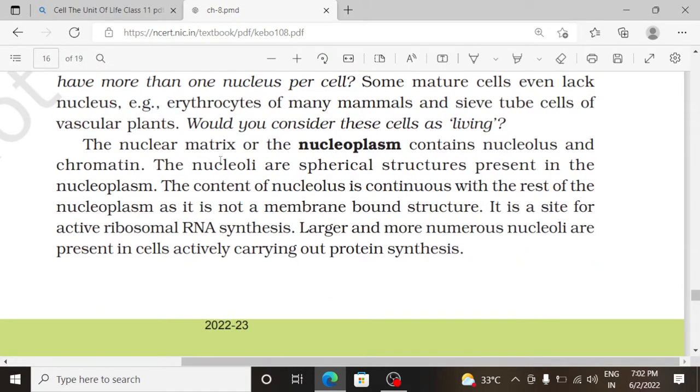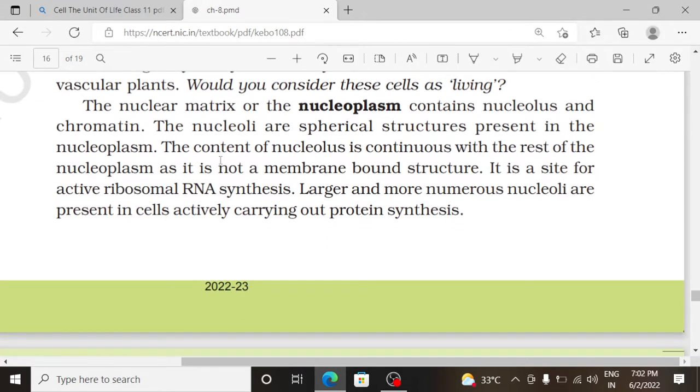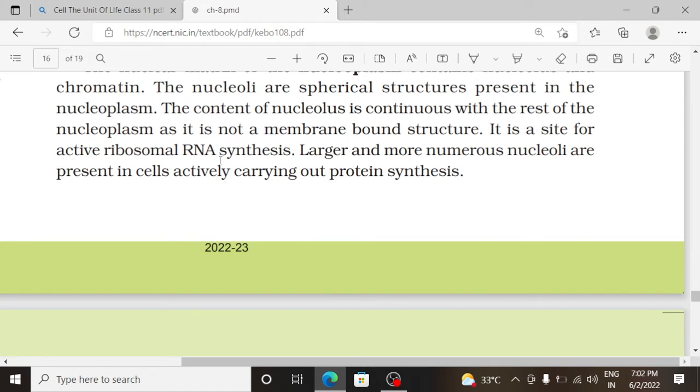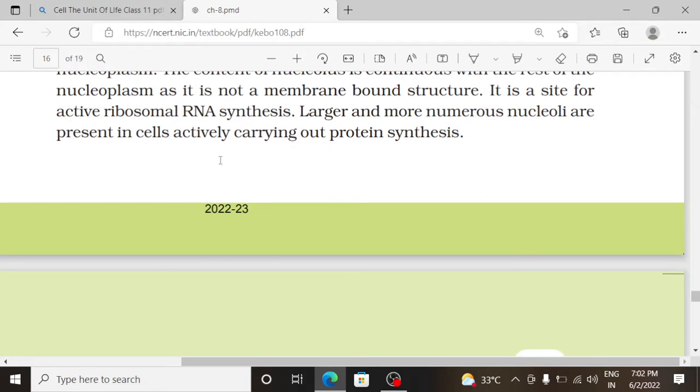The nuclear matrix or the nucleoplasm contains nucleolus and chromatin. The nucleoli are spherical structures present in nucleoplasm. The content of nucleolus is continuous with rest of nucleoplasm and it is not a membrane bound structure. It is a site for active ribosomal RNA synthesis. Larger and more numerous nucleoli are present in the cells actively carrying out protein synthesis.